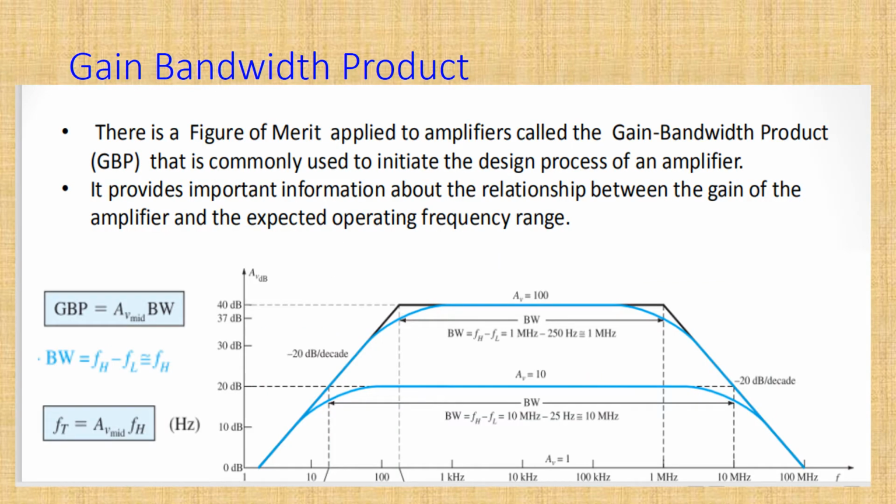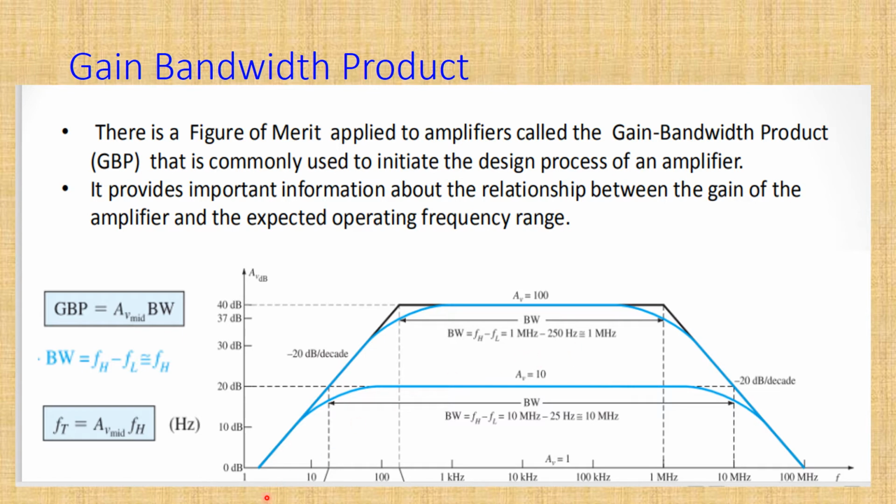Gain bandwidth product. Let us try to understand what a gain bandwidth product is. It is a quality factor to determine the performance of your amplifier. So it's a figure of merit, also called the gain bandwidth product, and commonly used to investigate the design process of an amplifier. So it's a quality control process. It provides important information about the gain of an amplifier and the expected operating frequency range.